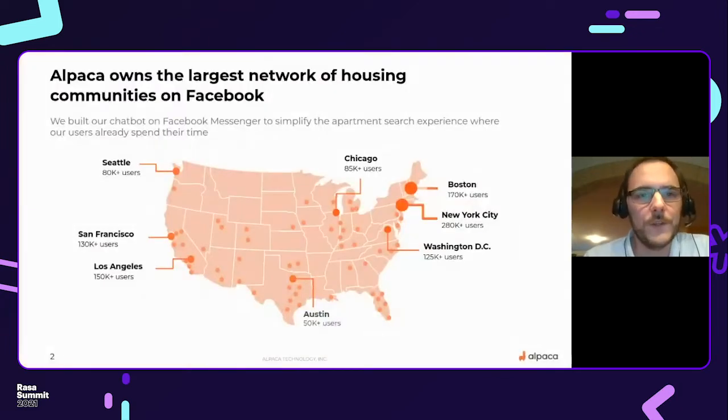Before we start, I just want to give you a bit of context on what we do at Alpaca. We have built the largest network of housing communities on Facebook, namely within Facebook groups. On top of these communities, we are helping our users find an apartment to rent with our partners. They can be landlords or property managers. And as our users are already on Facebook, we provide this service through our Facebook Messenger chatbot. We have built it with Rasa.